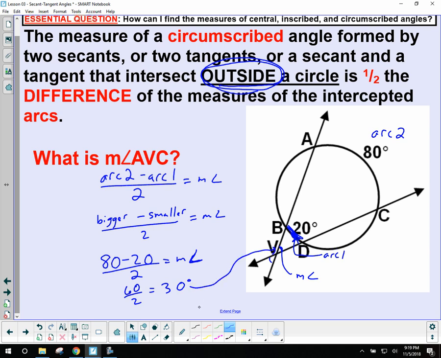So think about this. We got 3, maybe we could argue 4 formulas. Central angle is going to be the same as the arc. If the vertex is on the circle, you have to half it to get to the vertex, or double it to get from the vertex to the arc. We just went over if it's inside, you add the arcs up, then divide by 2. And if the vertex is on the outside, you subtract the bigger one and smaller one and divide that by 2 to get that angle.